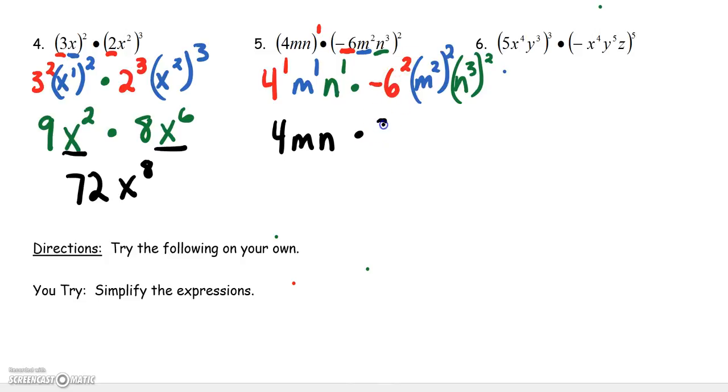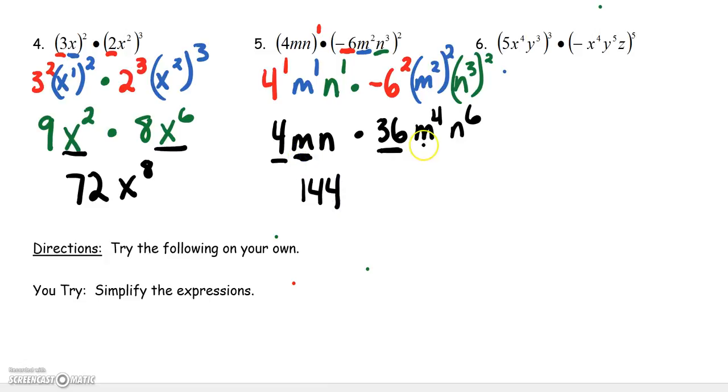Negative 6 squared is 36. Again, use parentheses if you're typing that in your calculator. Here we have exponents to exponents. M squared to squared is the same thing. We're going to multiply, so m to the 4th. And n cubed to the 2nd power, we're going to multiply those exponents to get n to the 6th. We're going to finish off by multiplying anything that has a similar base. The constants, of course, 4 times 36 gives us 144.